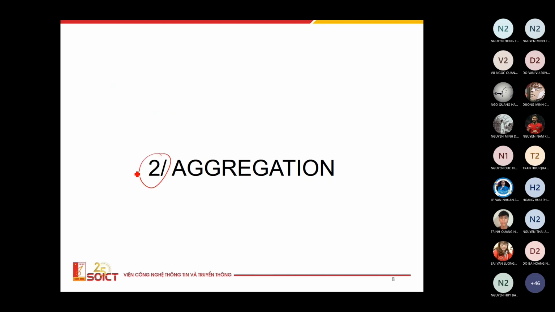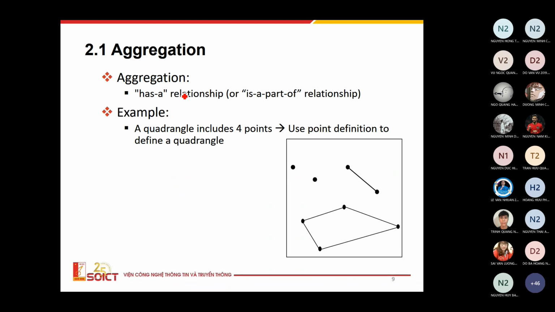So now we will talk about the aggregation. Okay. So the aggregation, when you create an aggregation relation, that means you create a has-a relationship, is a part of relationship. Cái gì là một phần của mối quan hệ, hoặc là gì có một, đúng không?